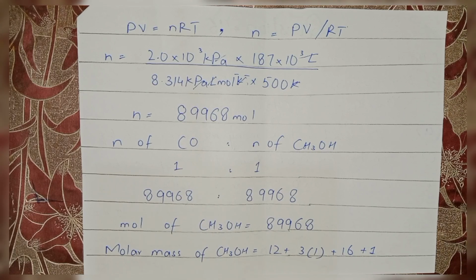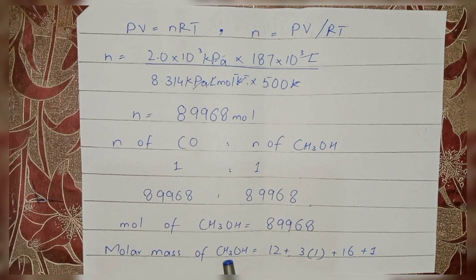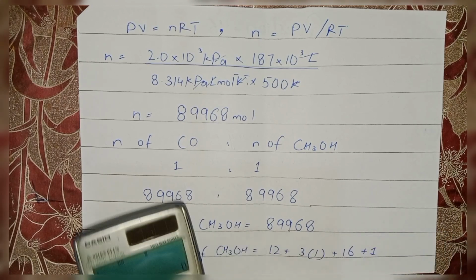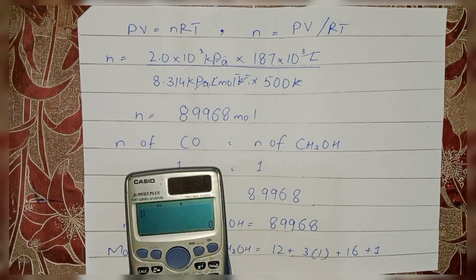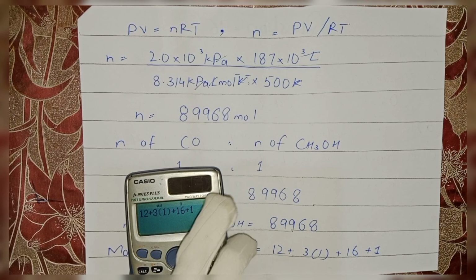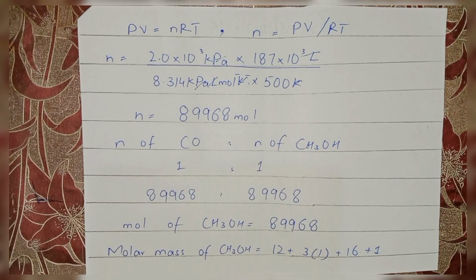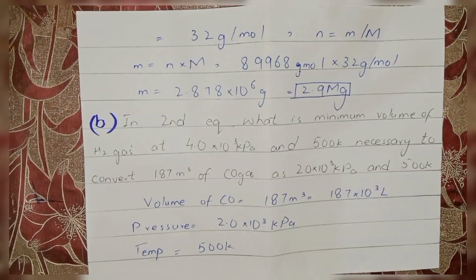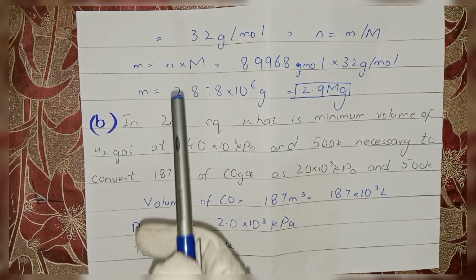Molar mass of methanol: we know that the mass of carbon is 12, hydrogen is 1, so we multiply the 1 with 3. The molar mass of oxygen is 16, and hydrogen is also 1. Now we solve this one, which is 12 plus 3 into 1 plus 16 plus 1, and the answer is 32. So the molar mass of methanol is 32 gram per mole.